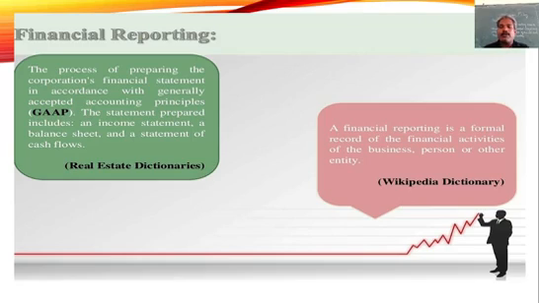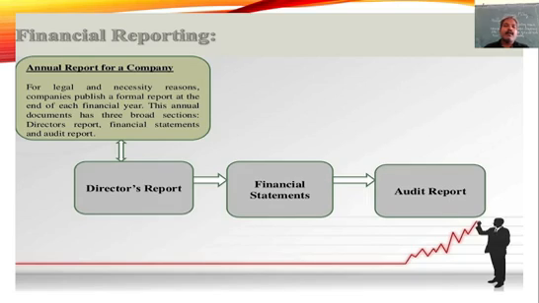It should be disclosed to others, maybe investors, creditors, financial institutions, the general public, or shareholders. That is called financial reporting. That means it should be communicated to others. So, what are all the reports included in financial reporting?